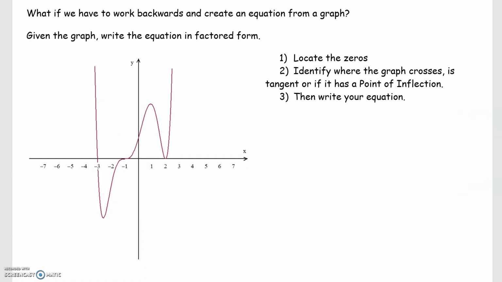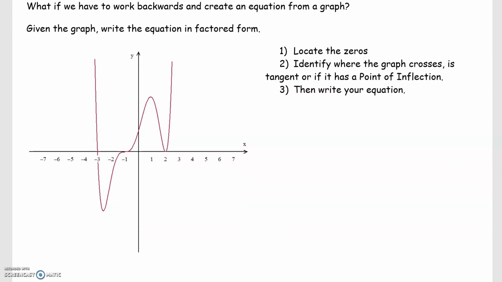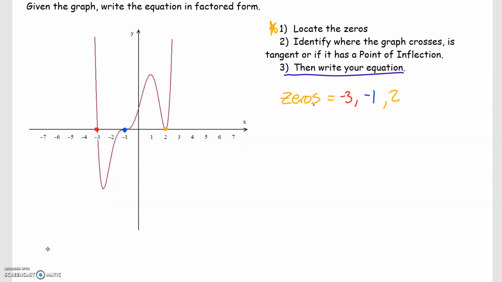If we were given the graph and we had to work backwards, we would start off with locating the zeros. That's going to be our first step. Okay, so our zeros are located at -3, -1, and 2. So at -3, notice how it does cross. So I'm going to go ahead and label that it crosses. And when it does cross, that's going to represent a linear equation or a binomial to the first power. So that's going to end up being x plus 3, opposite of what you think, because it's -3. It needs to be +3 on the inside of the parentheses.